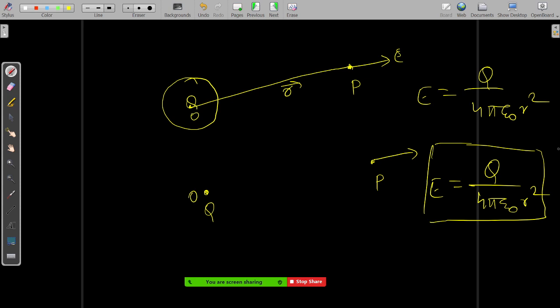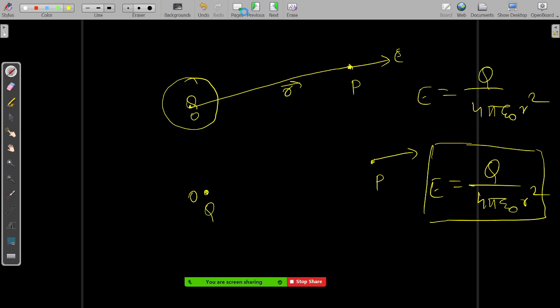The what charge is located in the center? The charge, right? No, can you repeat what you said? Like, what is located in the center? No, no. What I am telling you is the formula has come.